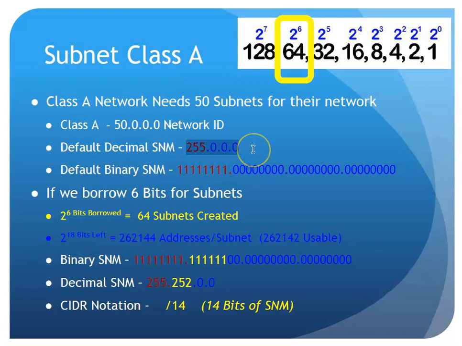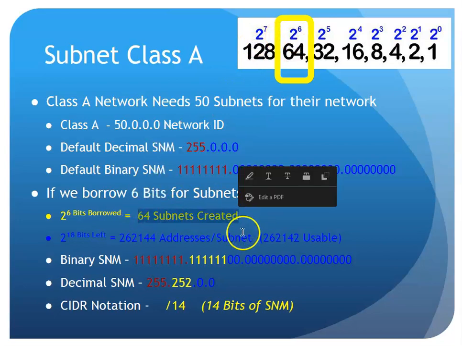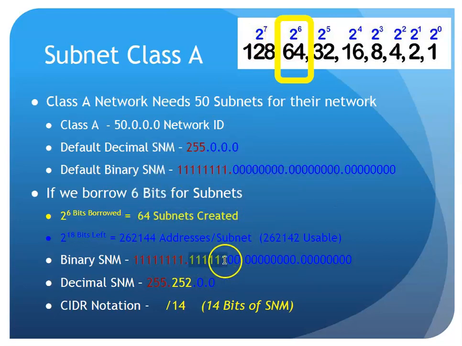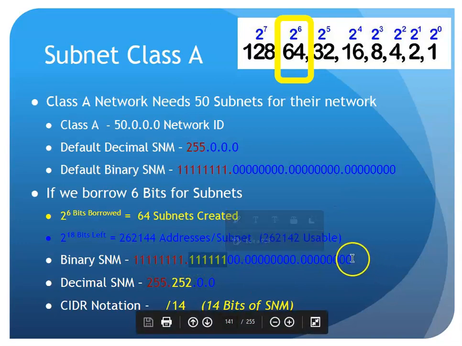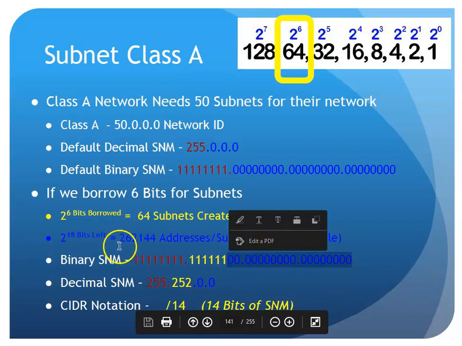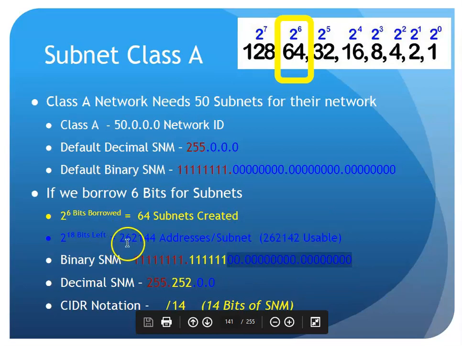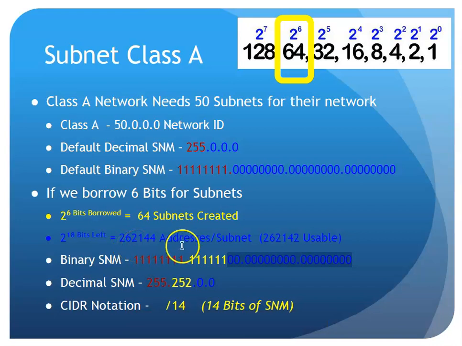With a Class A, here's our default subnet mask. Here's our default subnet mask in binary. If we're going to borrow 6 bits, 2 to the 6 is going to give us 64 subnets. Here's our 6 bits borrowed right there. We're going to be left with 18 bits. 2 to the 18 is 262,144 addresses per subnet, of which 262,142 addresses per subnet are usable.